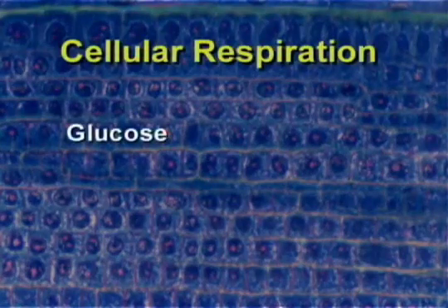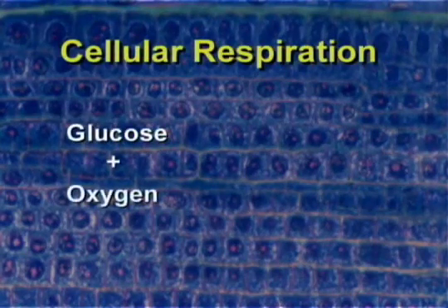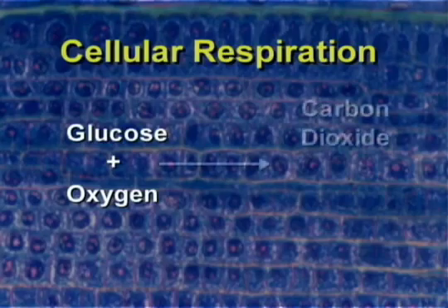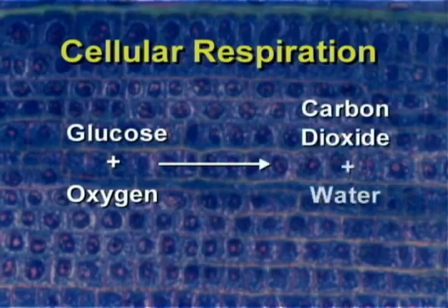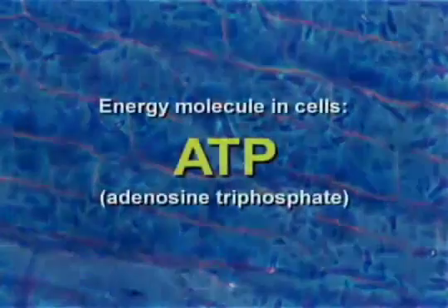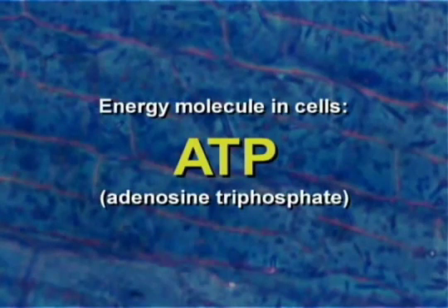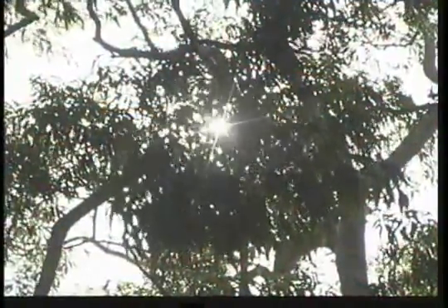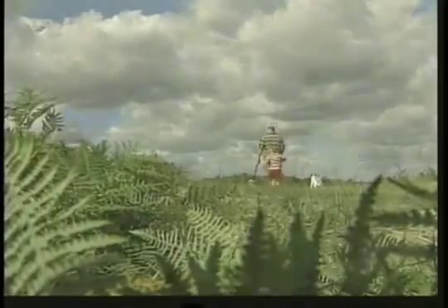In a series of processes within each cell, food molecules such as glucose combine with oxygen. This produces new molecules of carbon dioxide and water. The energy that was stored in the glucose is released by the reactions of cellular respiration. The energy is stored in a molecule called ATP. ATP is the most readily available energy source for activity. Cellular respiration takes place in both plants and animals and provides a constant supply of energy to carry out life functions.